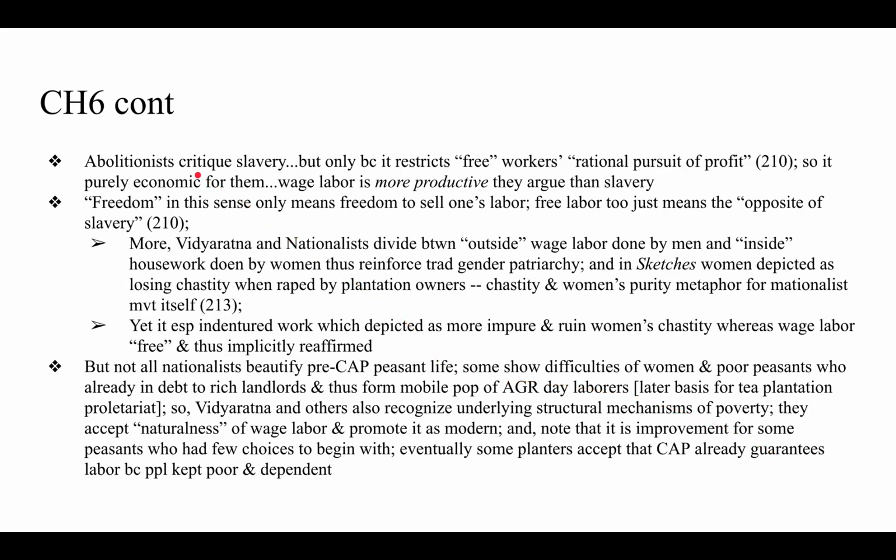So abolitionists critiqued slavery and the penal contract system, but only because it restricted free workers' rational pursuit of profit. So it was purely economic for them, and wage labor, they argued, was more productive than slavery. So they're not opposed to slavery per se based on entirely moral concerns. It's just that they have more economic concerns. They think that, quote, free labor contracts would create more profit and raise productivity. So freedom in this sense only meant freedom to sell one's labor, and it was just the opposite of slavery.